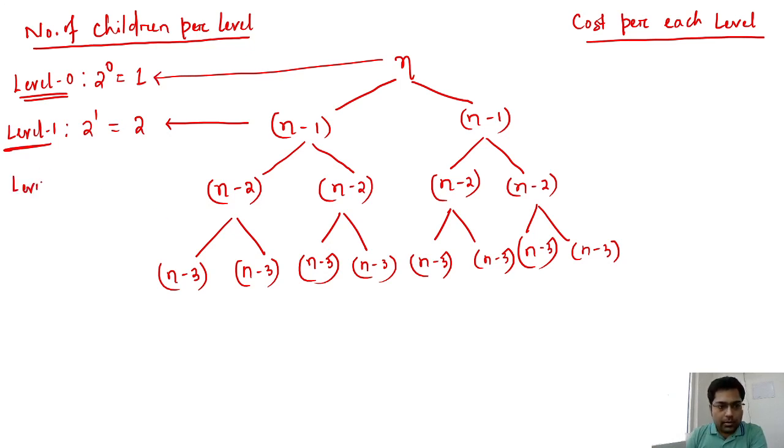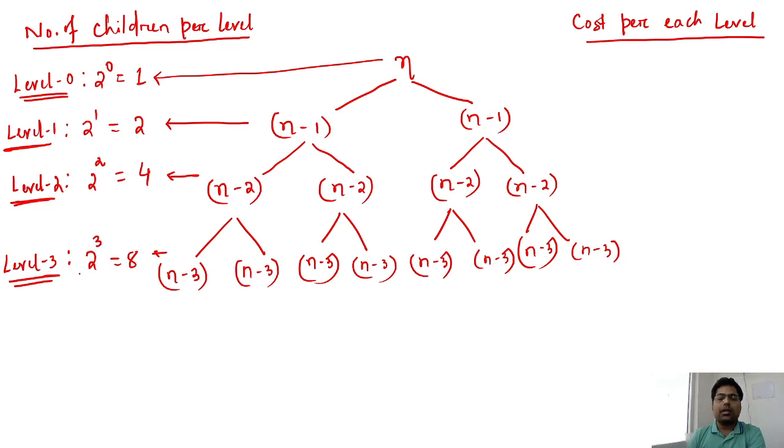At level 2, it could be 1, 2, 3, 4. 4 means 2 to the power 2. At level 3, you are getting 1, 2, 3, 4, 5, 6, 7, 8, which is 2 to the power of that level. 2 to the power of the level is equivalent to the number of child nodes you are expecting.